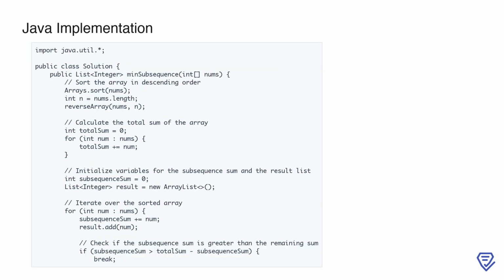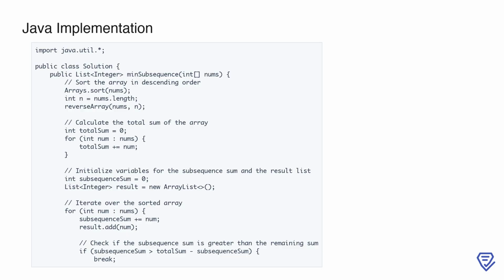Here, we begin by importing the necessary Java utilities. Inside the Solution class, we define the method minSubsequence, which takes an array of integers as input. The goal is to find the smallest subsequence of numbers such that the sum of this subsequence is greater than the sum of the remaining numbers.